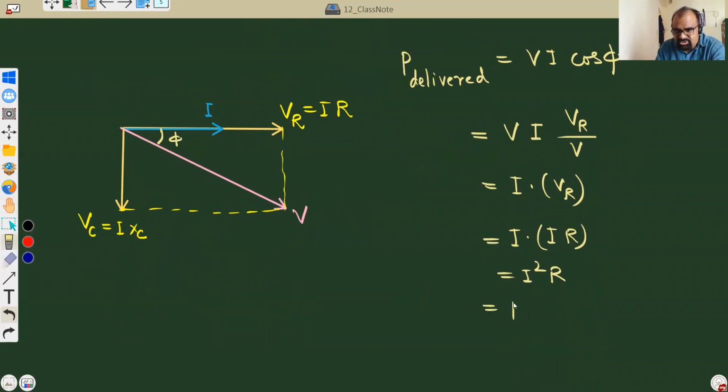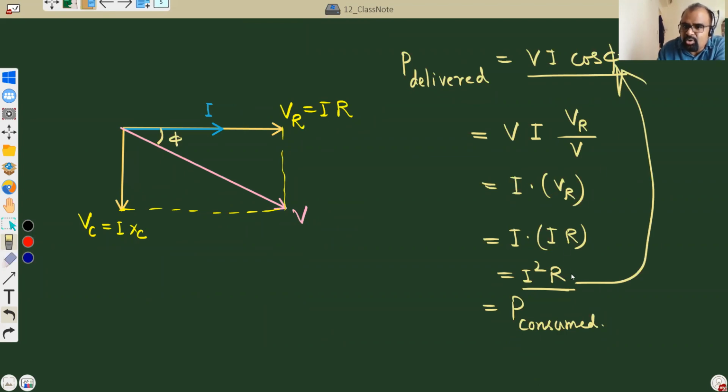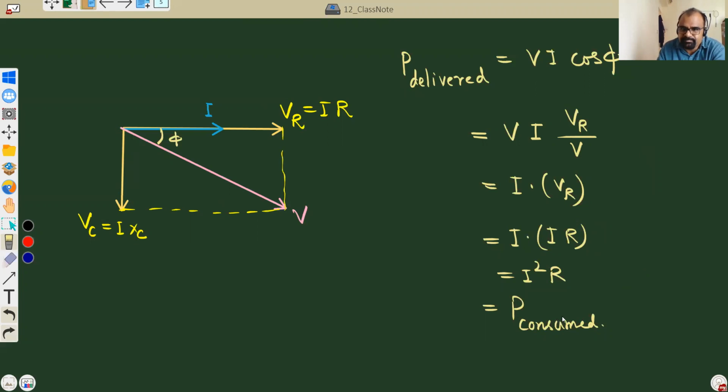So that is power consumed. Who consumes power? Resistor consumes power. Who delivers power? The AC source delivers power. Whatever is the power delivered by AC source, the formula is VI cos phi, and power consumed by resistor, the formula is I square R, but actually these two always give the same result because they are actually same. This is the proof. Clear?